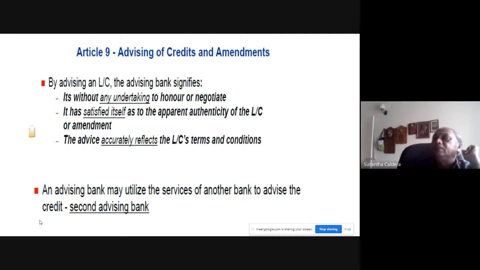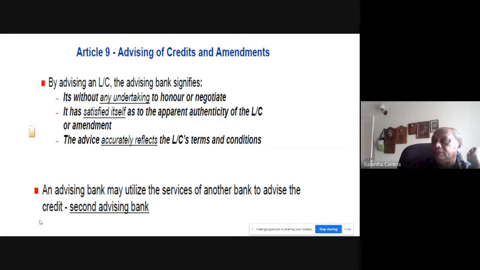I have seen a few adverse conditions. Please check whether you can work under this LC or not. Then after that we put the ball in the beneficiary's court, let him play. Right? Okay. And the advising bank may utilize the services of another bank to advise the credit, the second advising bank.